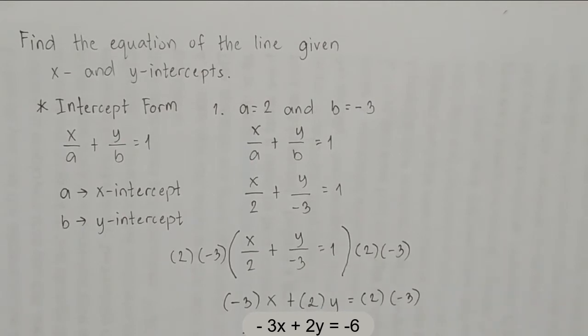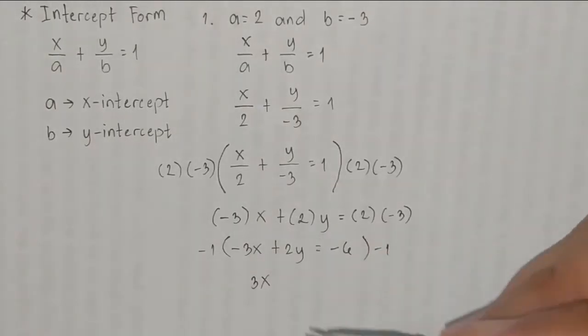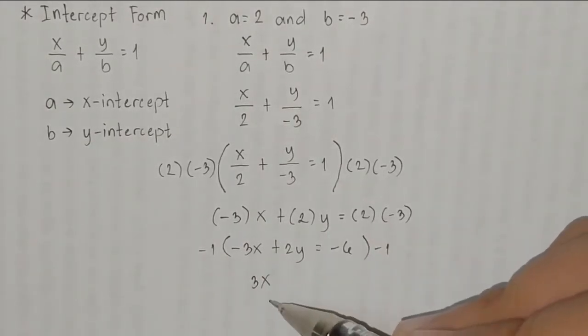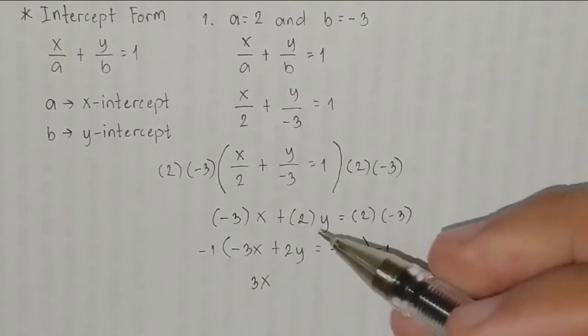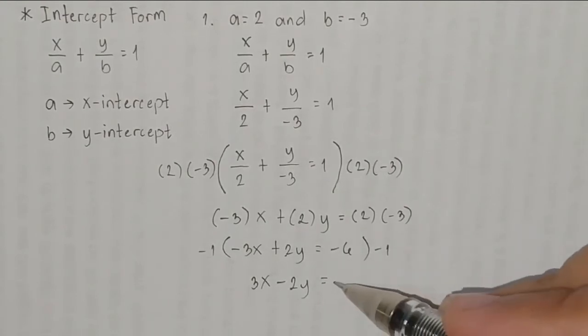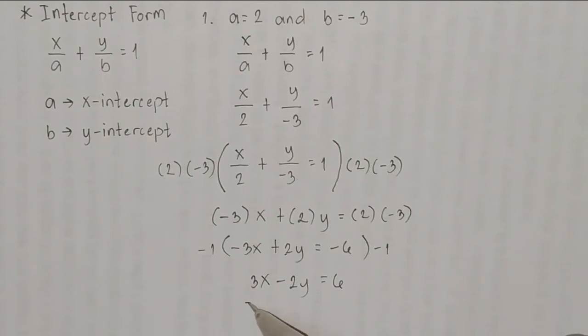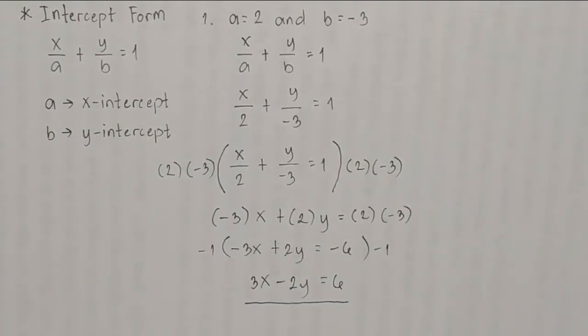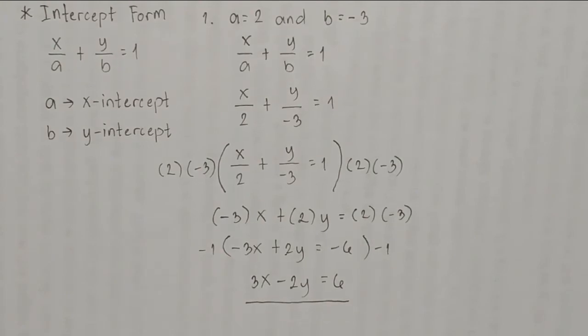At kung iaayos natin yung ating equation in standard form, alam natin na yung ating x dito is negative. So, pwede naman natin siyang gawing positive. So, yung negative na yan, imumultiply lang natin sila, both sides of the equation by negative 1. And then, negative 1 times negative 3x, we have positive 3x. And negative 1 times positive 2y, we have negative 2y. Equals negative 6 times negative 1, we have positive 6. And this will be our standard form of the equation of the line given the x-intercept 2 and y-intercept negative 3.